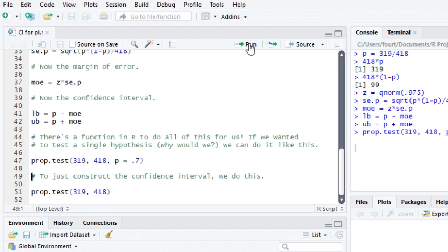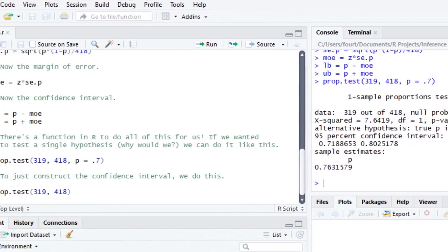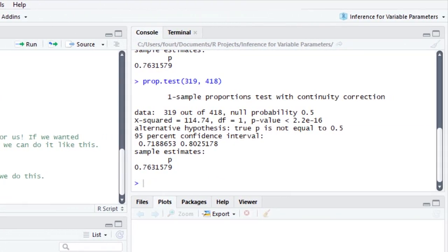We run this, and I get a p-value for the hypothesis test, but more importantly, I get the confidence interval from 0.72 to 0.80. If all I want is the confidence interval, and that usually is what I want, I just need to provide prop.test two parameters: the number of individuals in one of my two categories and the sample size. That's it. That's how easy it is. And it provides the confidence interval from 0.72 to 0.80.